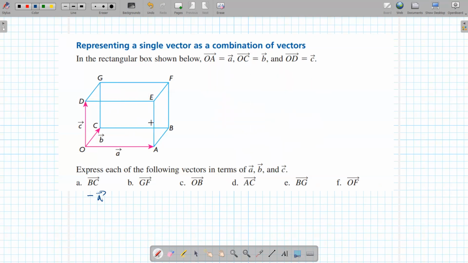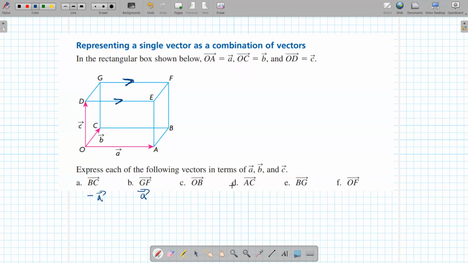GF, where's GF? GF is up here. What is this in terms of A, B, and C? Understand this: GF is the exact same thing as DE. Do you agree? What's DE the exact same thing as? Yeah, exactly. So OA is A, DE must also be A, GF must also be A. There you go. Cool.